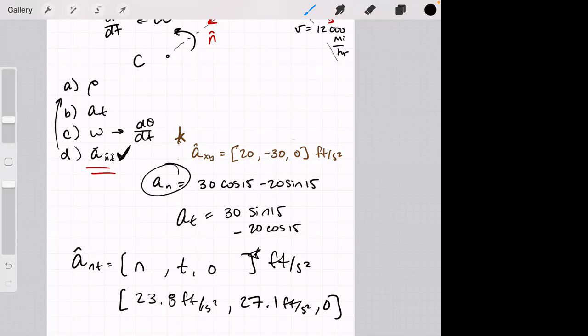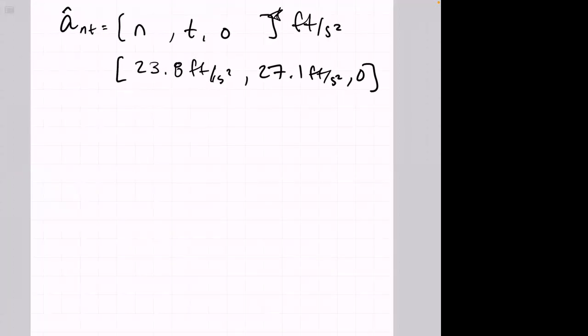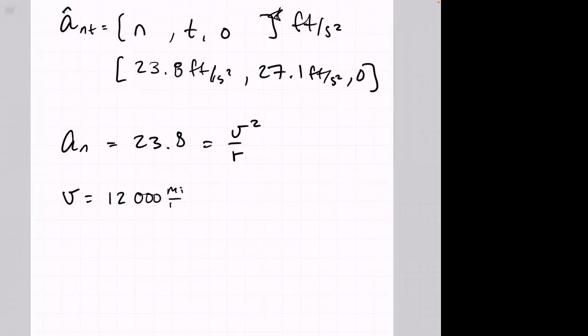Okay, so we do have our normal tangential. Yeah, XYZ, it's alphabetical order. It's pretty easy. We need to take this normal now, A N, 23.8, v squared over r. We are given that our velocity is 12,000 miles per hour. And to convert that, you will multiply that by 44 over 30.